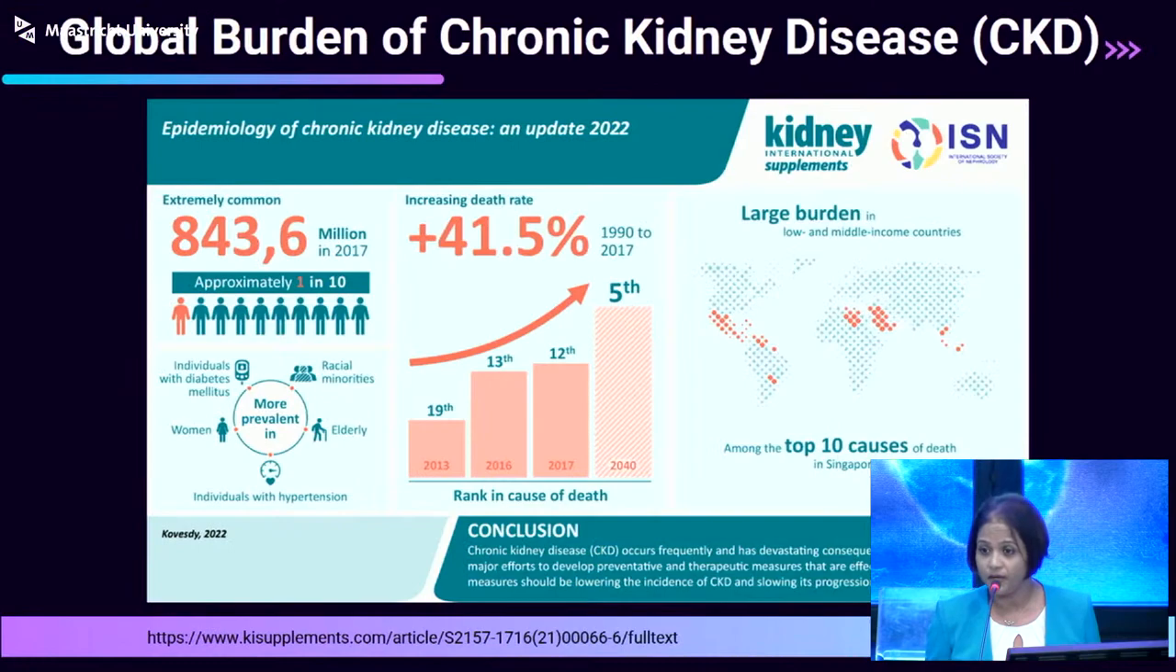So as a brief background, chronic kidney disease is a growing global burden. We have over 800 million patients worldwide. It's very common in people who have diabetes and hypertension, people who are of racial minorities, elderly, and those who are women. It's a growing cause of concern in many low and middle income countries. And it's estimated to be the fifth leading cause of death by 2040.